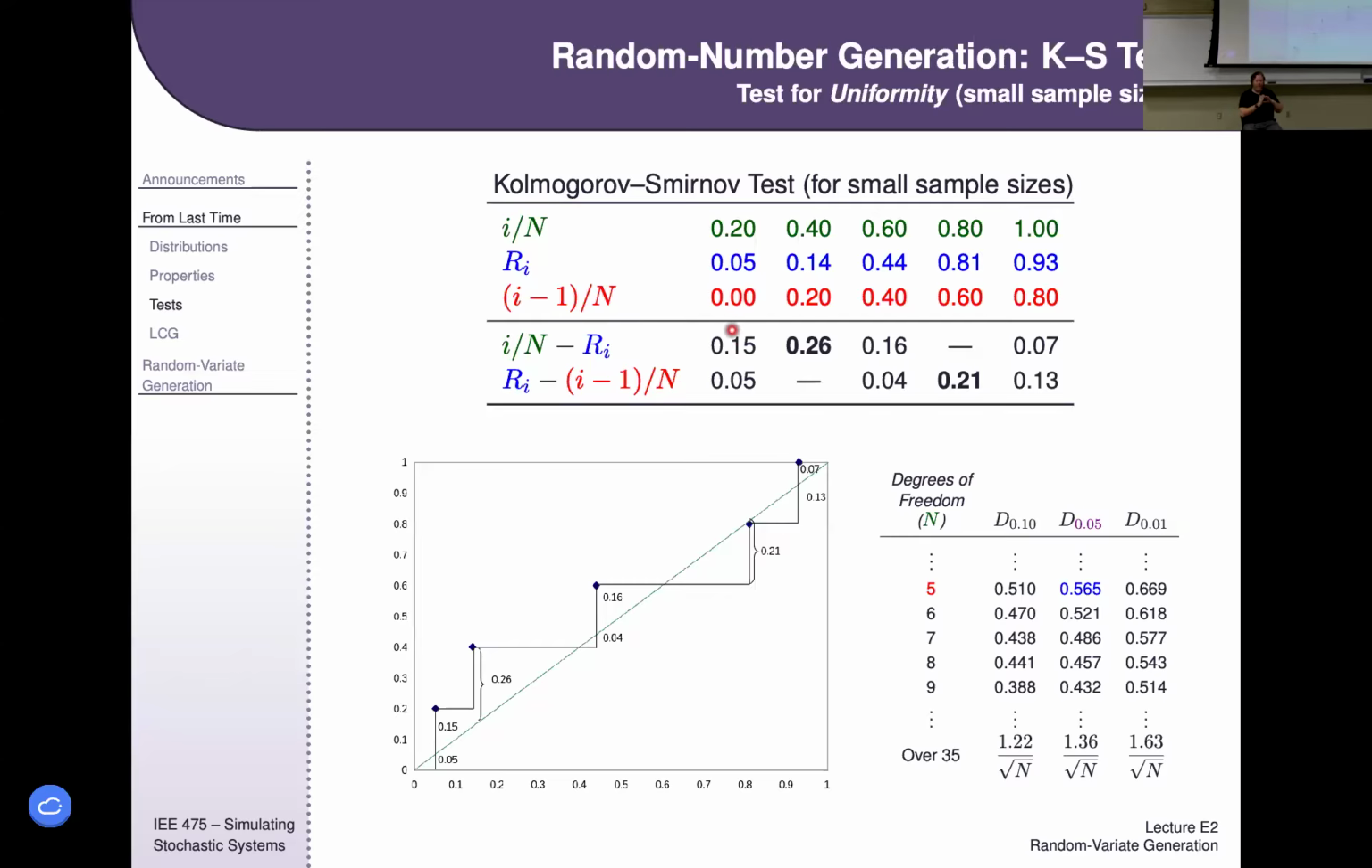So this is my row of differences from top minus middle. This is my row of differences from middle minus bottom. I look across all of these differences and I take the largest difference. Some books, like our textbook, will say take the largest difference in this row and then the largest difference in this row and then compare them. In reality, you just look across both rows and you take the largest difference. And in this case, it's 0.26.